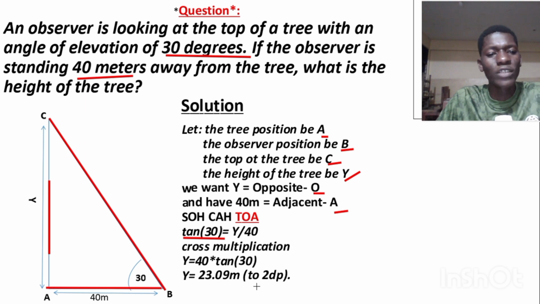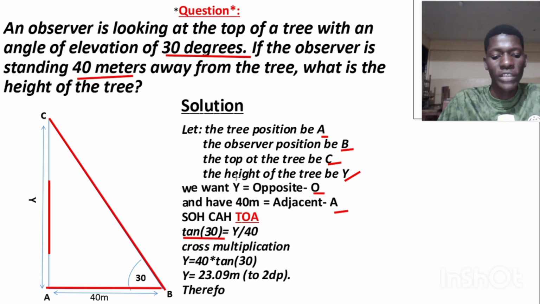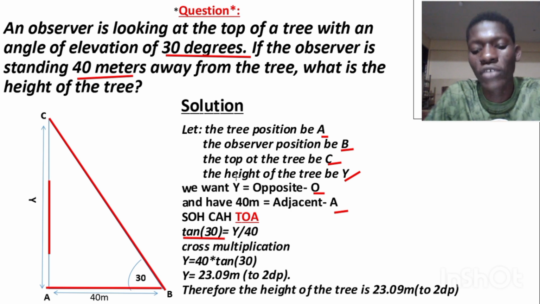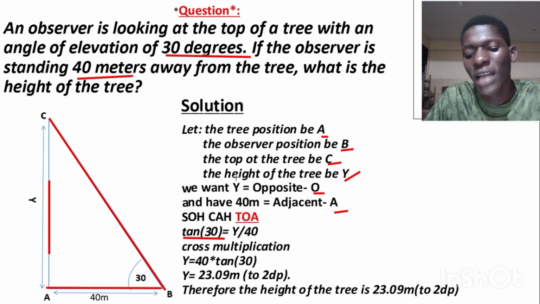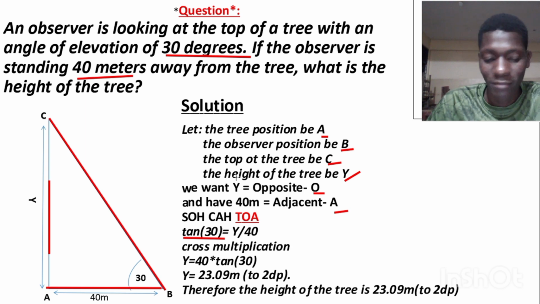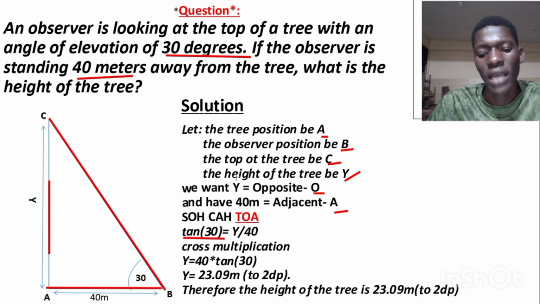But we weren't asked to find any y. There's no y in this question. What we were asked to find is the height of the building. So we must tell them the height of the building. No, we are not telling them y. We are telling them the height of the building. So we say therefore the height of the building is 23.09 meters to 2 decimal places. Yeah, therefore the height of the tree is 23.09 meters to 2 decimal places.